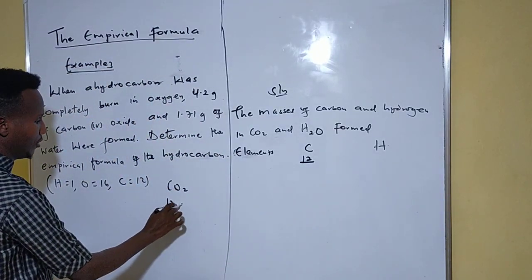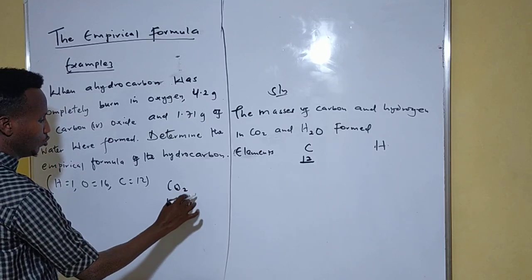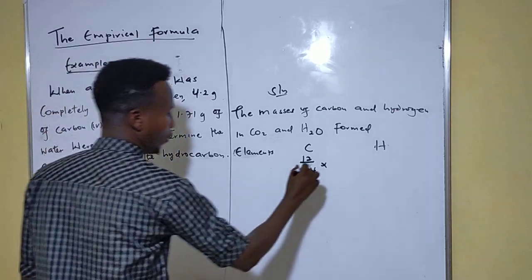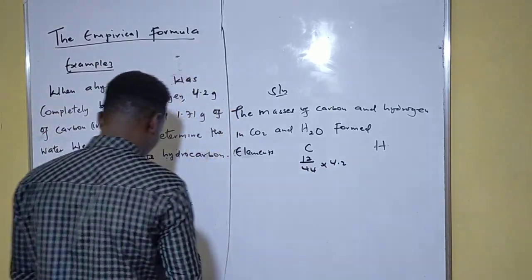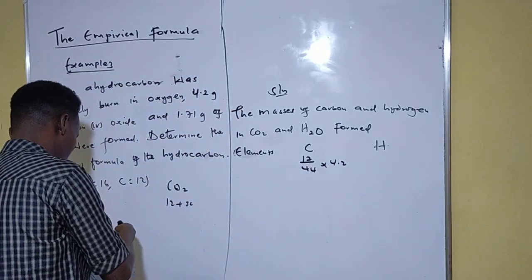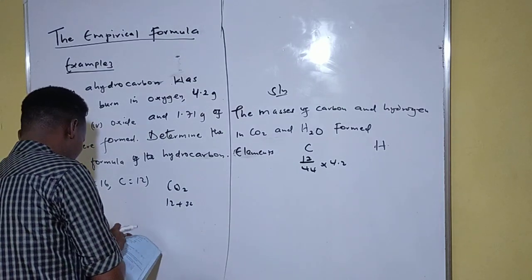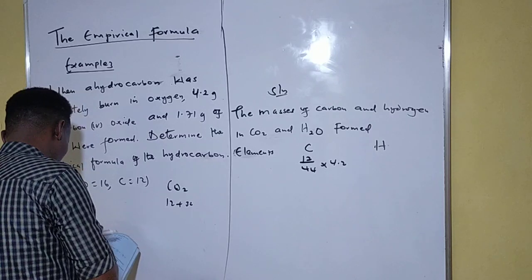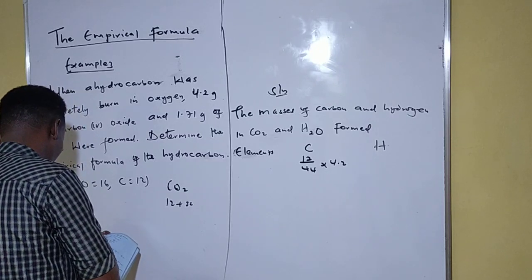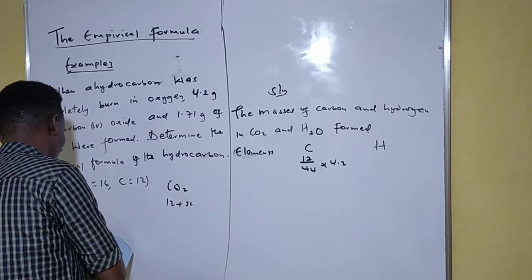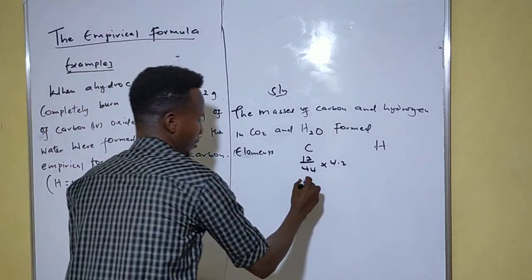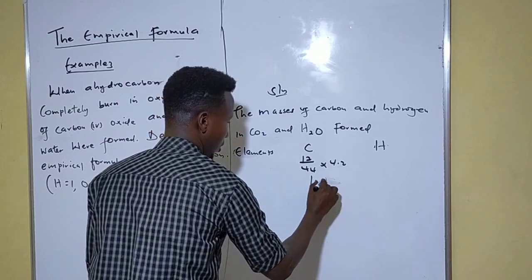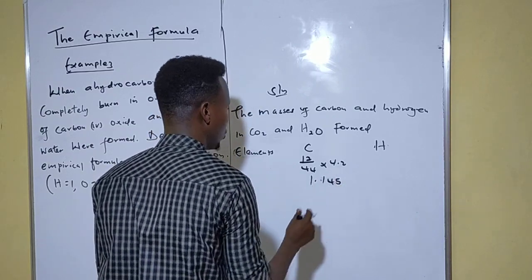CO2, that is 12 plus 16 times 2, so that's 44, times 4.2. So its mass will be how much? Remember, 12 times 4.2 divided by 44. That's 1.145. This one we have gotten 1.145.